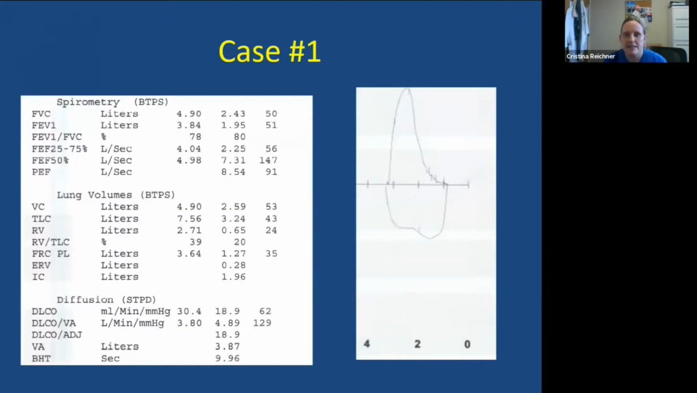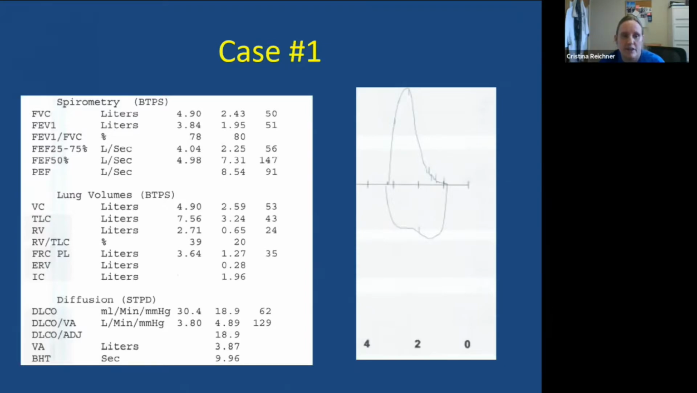And these are his PFTs. So I know you all love seeing PFTs, but the first thing we do when we review PFTs is we look at the loop. And what you can tell by this loop here, it's a very narrow loop. So this would be a classic example of a restrictive loop. And then we confirm that by looking at the numbers. So we look at his FEV1 to FVC ratio, which in this case is 80% of predicted, which is normal. But already on the spirometry, we're getting a hint that there's something wrong with his lung volumes, because his FVC is 50% and FEV1 is 51%.